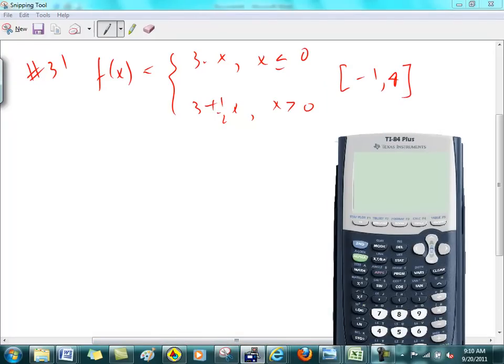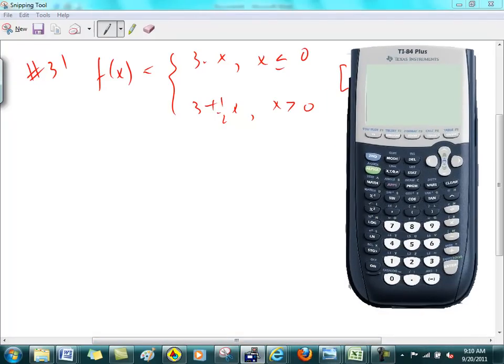So we're going to put this in our calculator. The first one is 3 minus x. I need to put parentheses there.